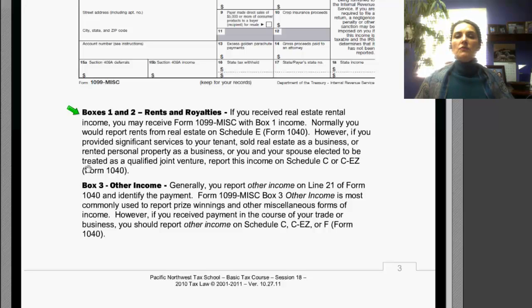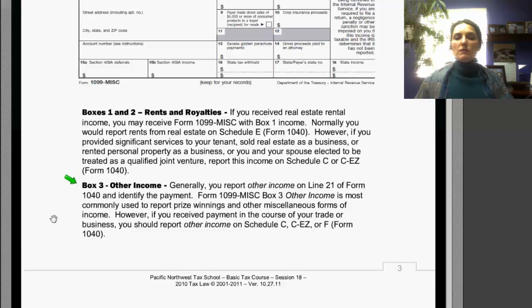If you received real estate rental income, you may receive Form 1099 Miscellaneous with Box 1 income. Normally, you would report rents from real estate on Schedule E. However, if you provide significant services to your tenant, sold real estate as a business, or rented personal property as a business, or you and your spouse elected to be treated as a qualified joint venture, report this income on Schedule C or C-EZ. Box 3, Other Income.